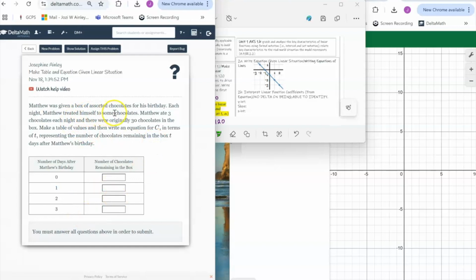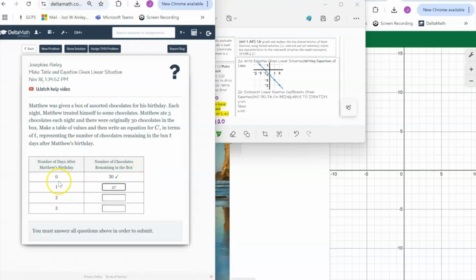So Matthew is given a box of assorted chocolates for his birthday. Each night, Matthew treated himself to some chocolates. Okay, so think about the situation. What's happening? Matthew starts off with a certain number, right? So when he starts, he has how many chocolates in the beginning? He has 30. He hasn't eaten any. Every day he's eating what? 3 chocolates. So what's happening to his total? It's going down by 3.